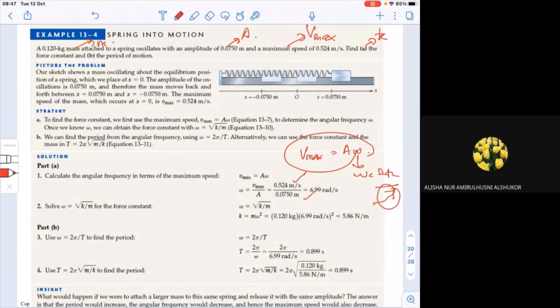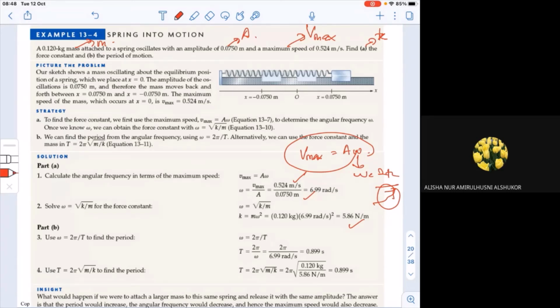So you will see the value of omega is 6.99 radians per second. And then omega is equivalent to the square root of k over m. Remember, omega is square root of k over m. So from here, we can get k, which is equivalent to 5.86 newtons per meter. Please try all these values together, punch them into your calculators. So the spring constant is 5.86 newtons per meter.